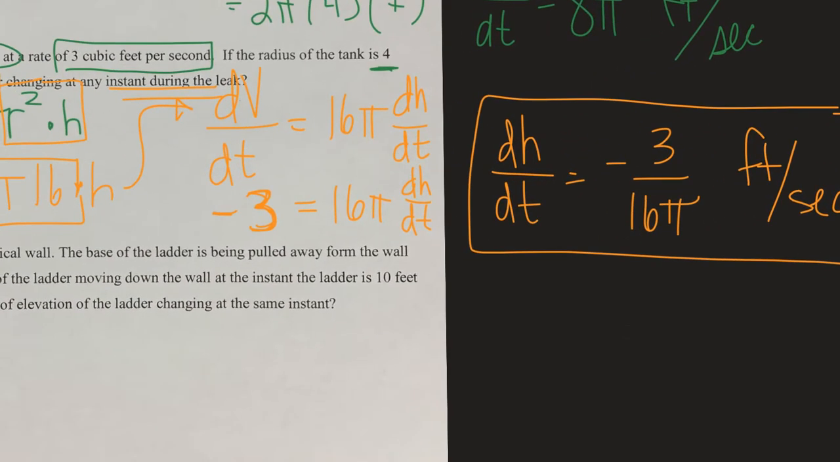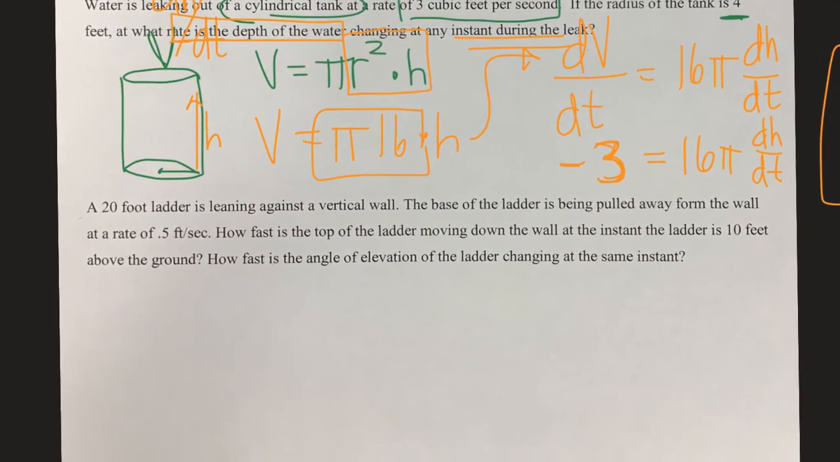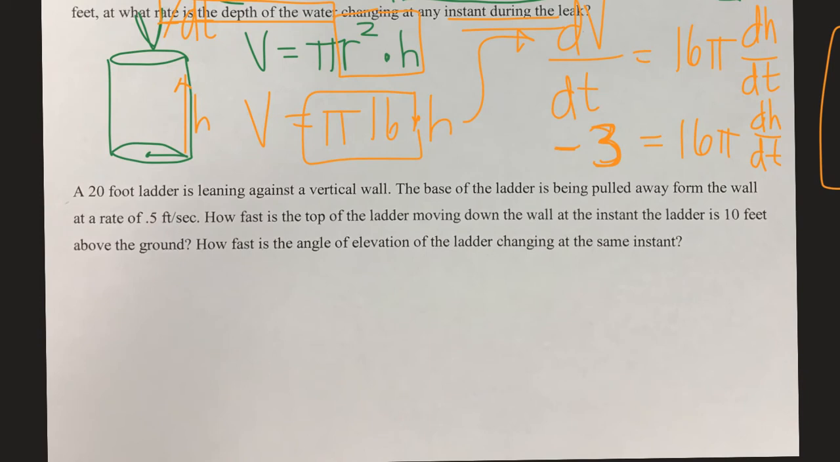Ooh, this is getting good. Okay, how about this next one? A 20-foot ladder is leaning against a vertical wall. It's good that the wall is vertical. Okay, let's draw this situation. Shall we? I think we shall.